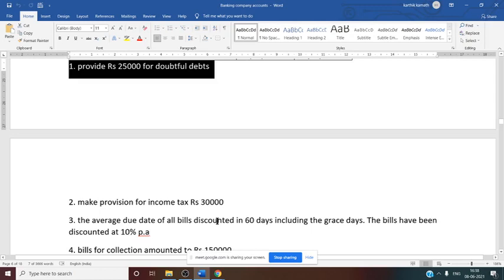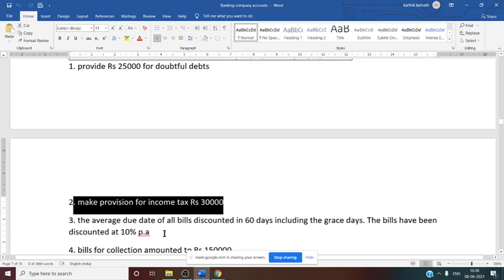Now for provision for income tax, again after schedule number 16 you can write income tax. Then in the balance sheet, other liabilities and provisions, schedule number 5, there you can consider income tax. In the previous problem also we have seen income tax deducted at source, which we considered under other liabilities and provisions.